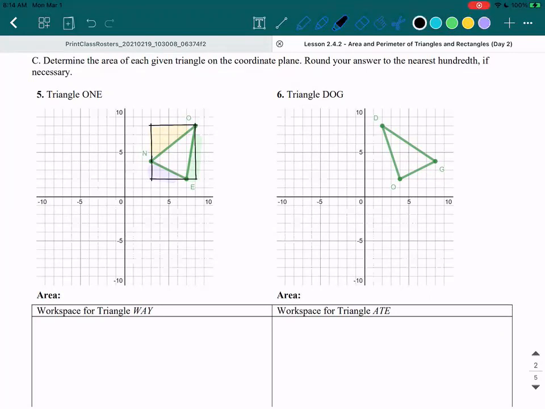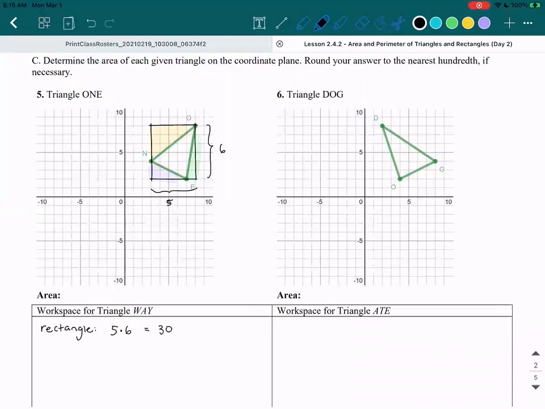So let's calculate the area of the rectangle. The rectangle's area is literally just base times height. So the base is 3, 4, 5. Yeah, 5. And then the height is 6. Okay, so 5 times 6, and that gives us 30. So the area of the rectangle is 30.